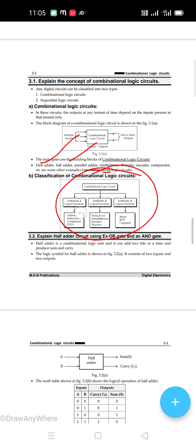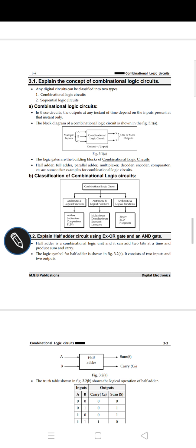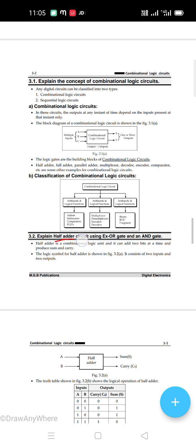Here we have the adders, subtractors, comparators, PLDs, multiplexers, demultiplexers, encoders, decoders, BCD, 7 segment. These are all examples of combinational logic circuits. The first topic is the half adder circuit using an XOR and an AND gate. So here we have to construct the half adder circuit.